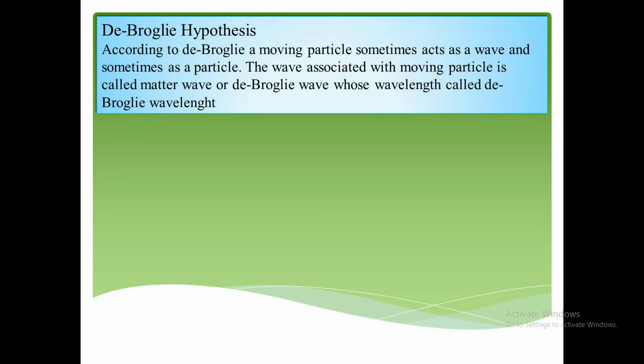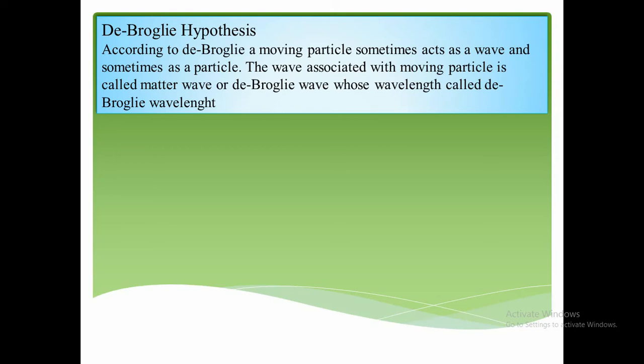Since radiation has a dual nature, possessing properties of both wave and particle, and the universe is composed of radiation and matter, de Broglie concluded that a moving particle must also possess a dual nature, since nature loves symmetry. According to de Broglie, moving particles sometimes act as a wave and sometimes act as a particle.